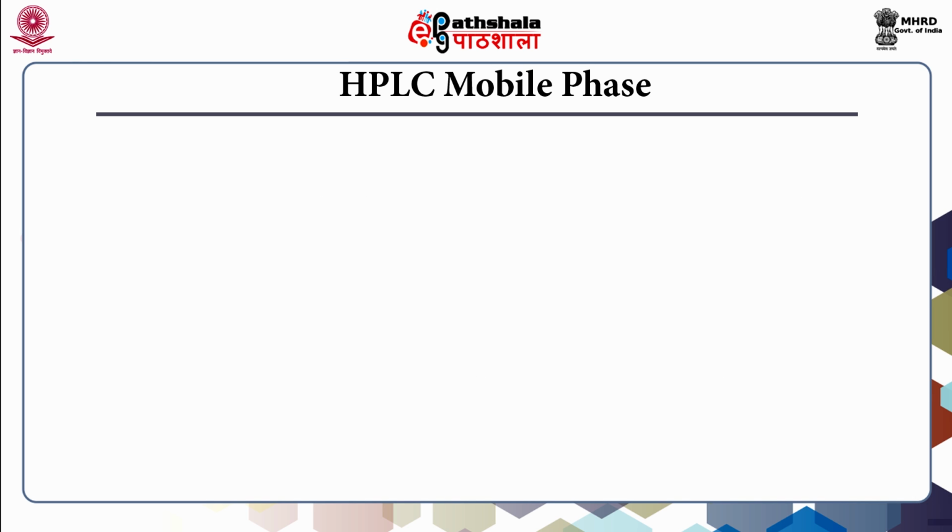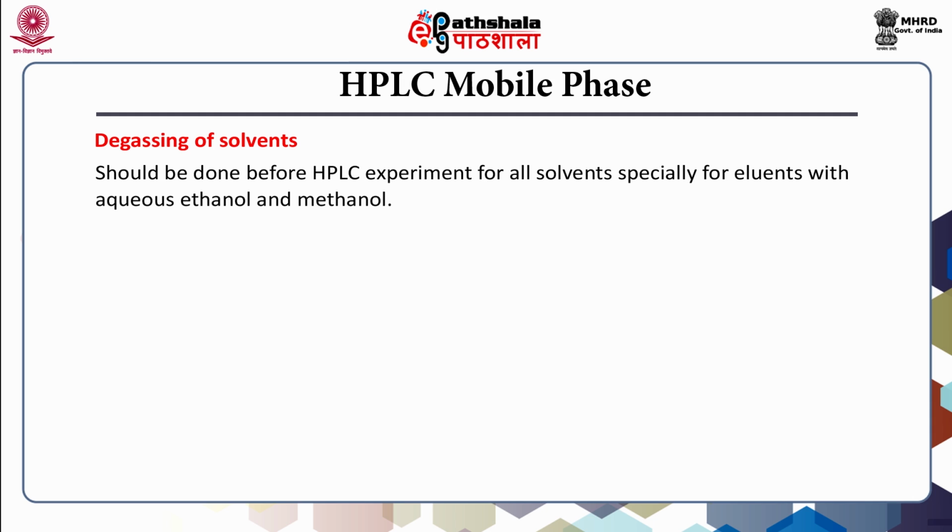For the HPLC mobile phase, we need to do some activities. One of the important activities is degassing of the solvents. The solvent should be degassed before using it in HPLC. Why? It is important for those eluents with aqueous ethanol and methanol. Especially whenever we are using aqueous ethanol and methanol, such kinds of mobile phases should be degassed.